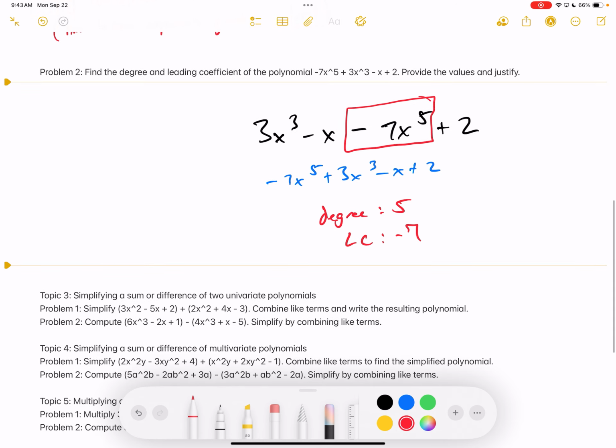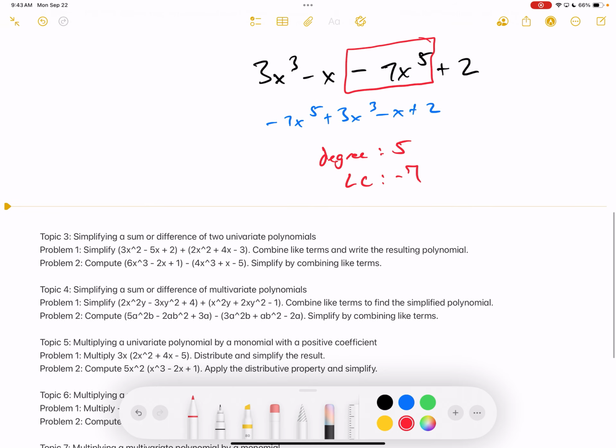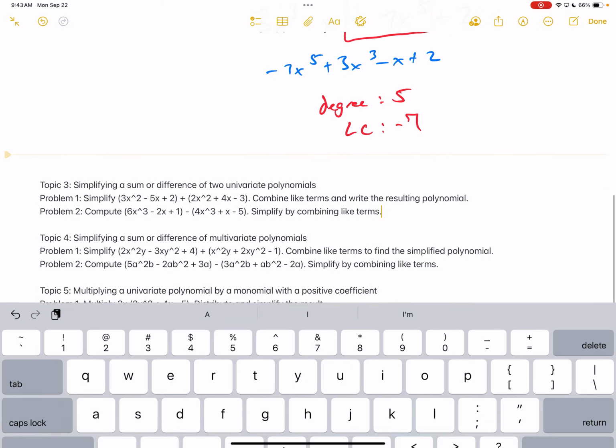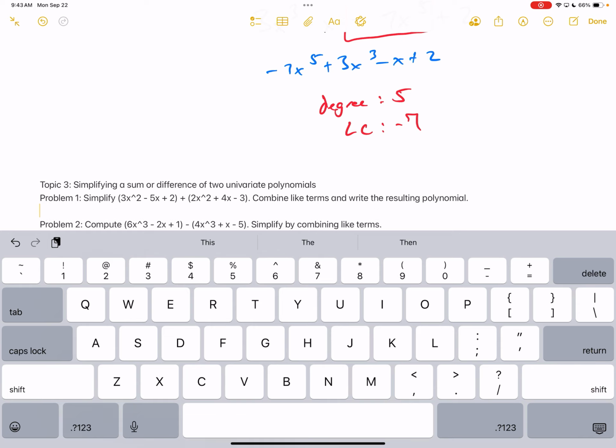So the degree tells us how many possible answers there are. The leading coefficient kind of tells us the direction of the graph, like whether it increases or decreases. I don't think we'll go into that too much in this class, but those two numbers do tell us some important information.